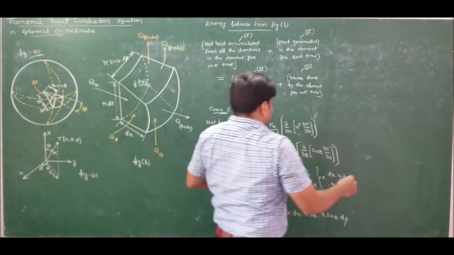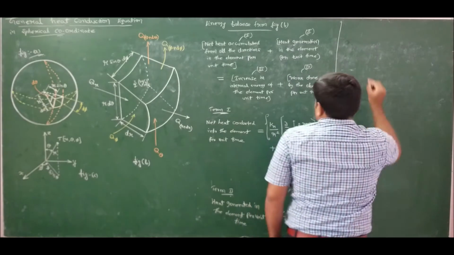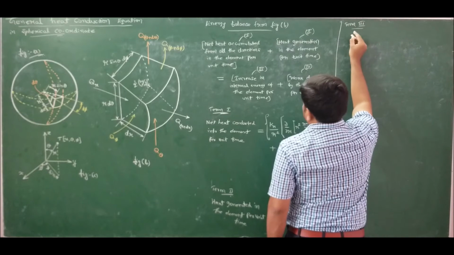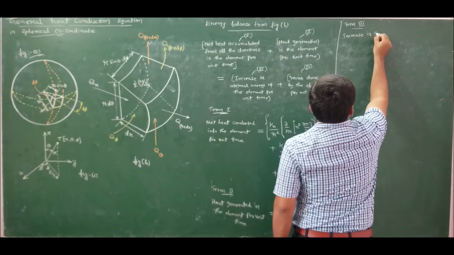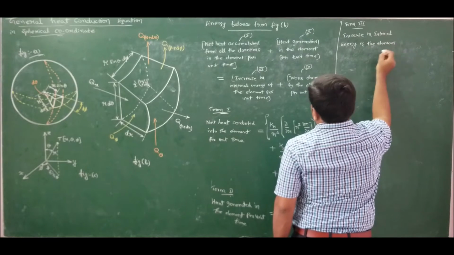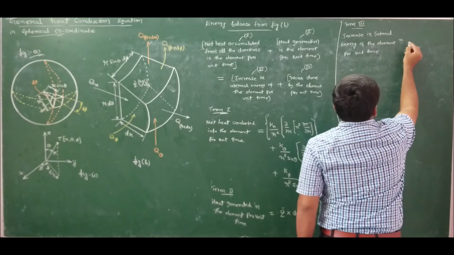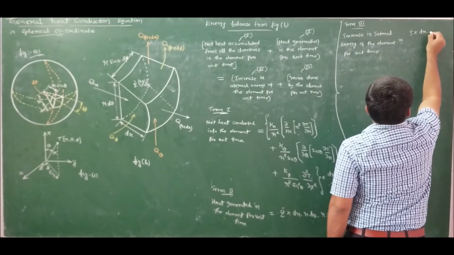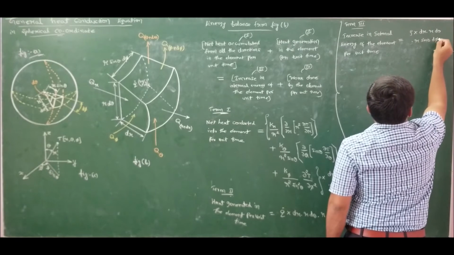Now moving to the third term, that is the increase in internal energy. If I move to term 3, the increase in internal energy of the element per unit time will be m Cp dou T by dou t, where mass is density times volume. Volume is dr r d theta into r sin theta d phi.